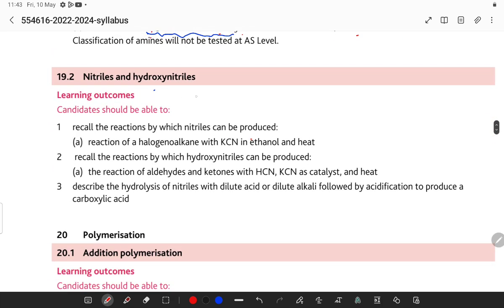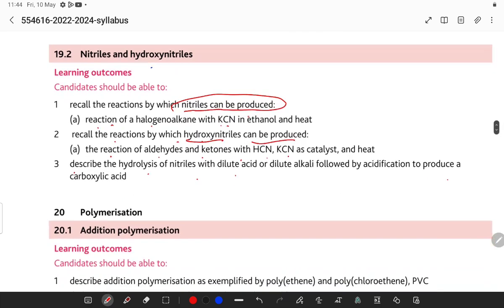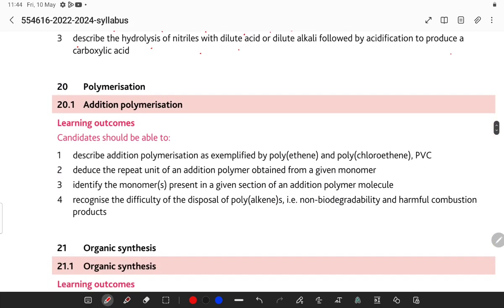Nitriles and hydroxynitriles. Recall the reaction by which nitriles can be produced: nucleophilic substitution, reaction of halogenoalkane with KCN, which I have discussed earlier, in ethanol, and heat. Recall the reaction by which hydroxynitriles can be produced: the reaction of aldehyde and ketones with HCN and KCN as catalyst, discussed earlier. Describe the hydrolysis of nitriles with dilute acids and dilute alkali followed by acidification to produce carboxylic acid.